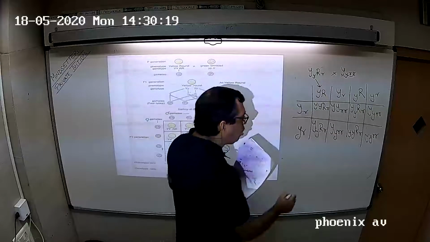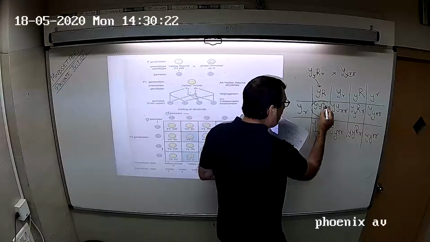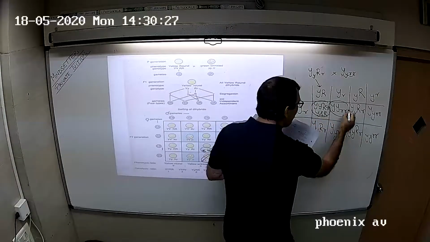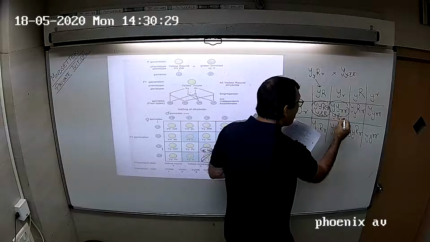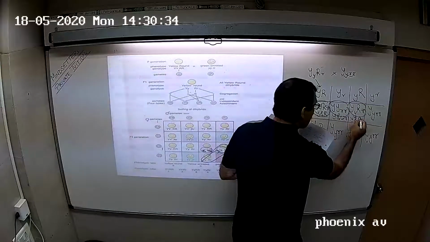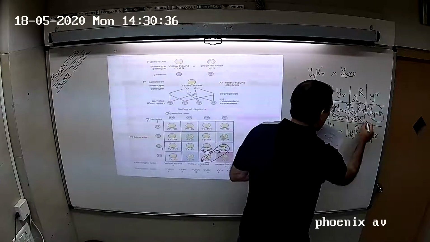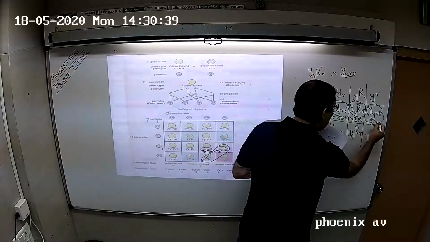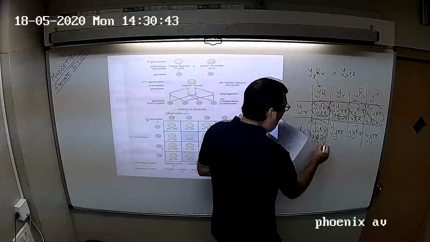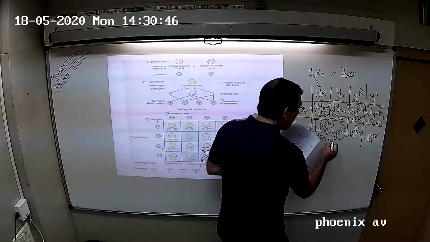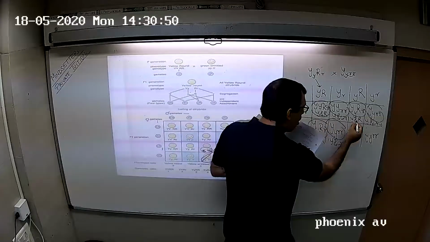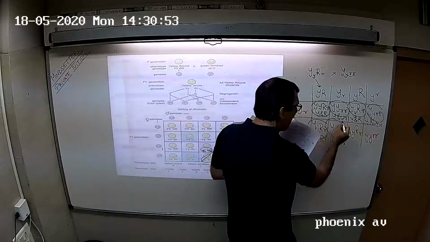Now check this out. What will this plant become? Yellow and round. What will this become? Yellow and wrinkled. What will this become? Yellow and round. What will this become? Yellow and wrinkled. And the next ones: yellow and round, yellow and wrinkled. So until now we got yellow round and yellow wrinkled.